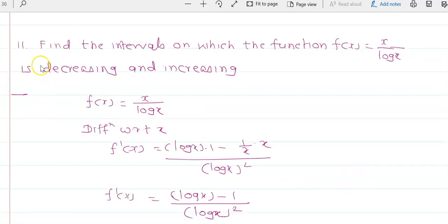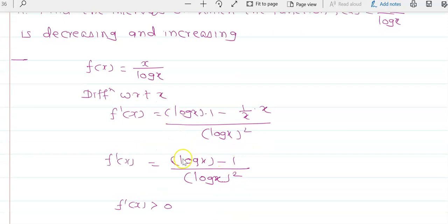Now here is question number 11. Find the interval on which the function f of x equals x upon log of x is increasing and decreasing. Now here f of x equals x upon log of x, differentiate with respect to x. F dash of x, here we will apply the quotient rule. Log of x into the derivative of x, which is 1, minus x into the derivative of log of x, which is 1 upon x, upon v square, that is log of x bracket square. Therefore, log of x minus 1 upon log of x bracket square.